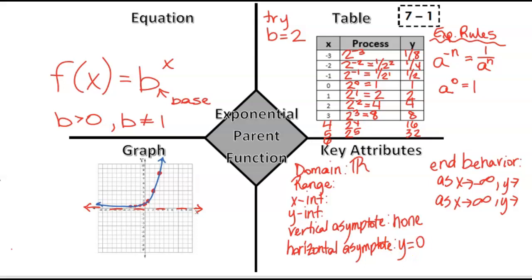Y equals 0. Remember that as x decreases, my values are becoming smaller and smaller fractions, which means they're getting closer and closer to 0. So that's my horizontal asymptote. Okay, we skipped a bunch of stuff.